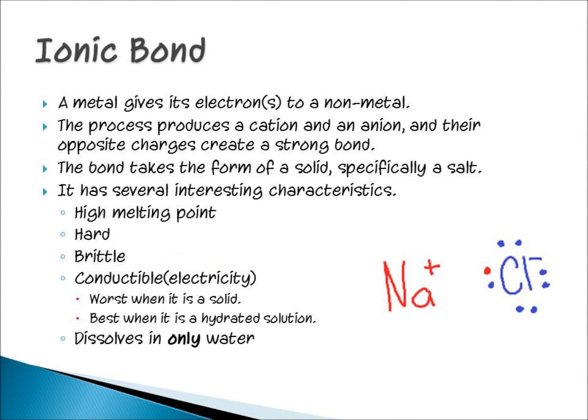An ionic bond is formed when a metal gives its electron or electrons to a nonmetal. It produces a cation and an anion, and their opposite charges create a strong bond. It takes the form of a solid, specifically a salt. An ionic bond has a few notable characteristics as well, in addition to the previous. It has a high melting point, and is rather hard and brittle.